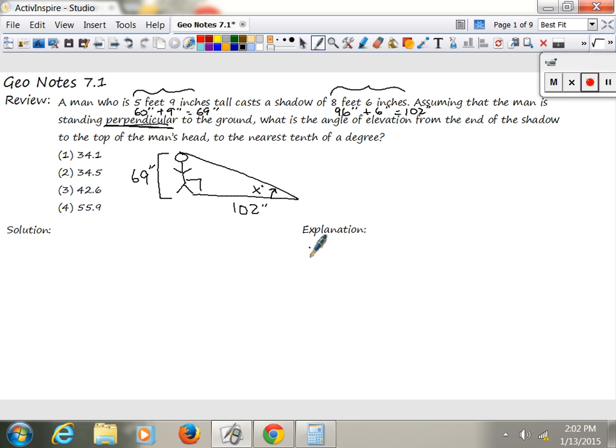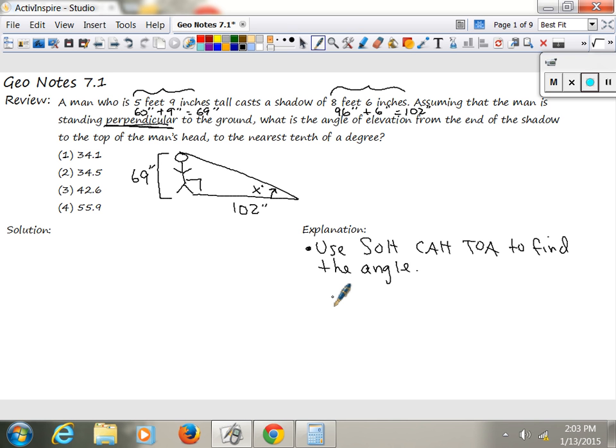So my explanation first is: use SOHCAHTOA to find the angle. Now we should get a little more specific into SOHCAHTOA, because some of you may have forgotten what it means or what the letters mean. So let's get a little more in depth.